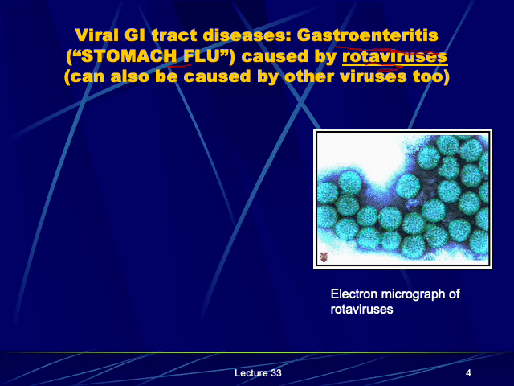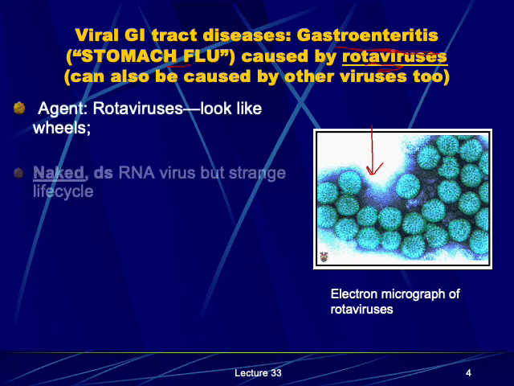Okay, and rotaviruses, these look like wheels. All right, so here's some electron micrograph of rotaviruses. So we're just going to focus on GI tract, viral diseases, nausea, vomiting, diarrhea caused by rotaviruses. Those are the agents. But just be aware other things can cause GI viral diseases. So the agent is rotaviruses. They look like wheels. What's important?